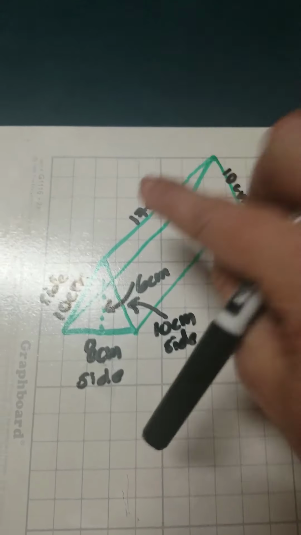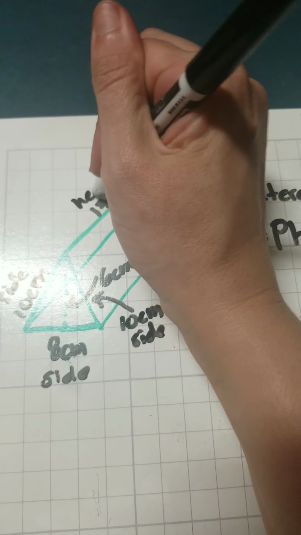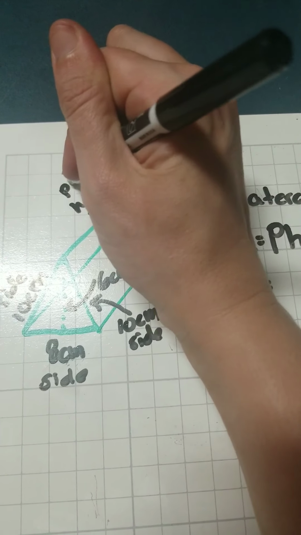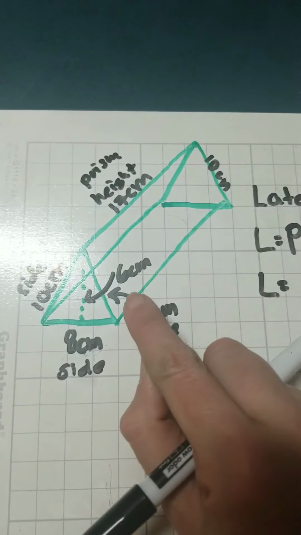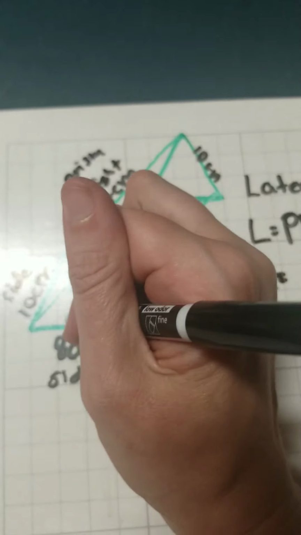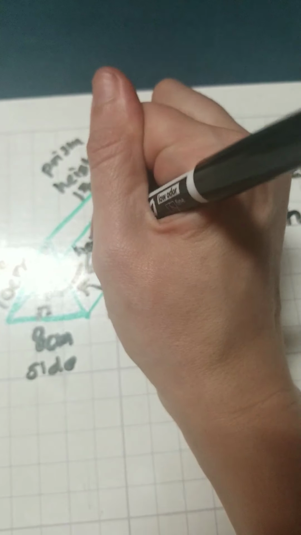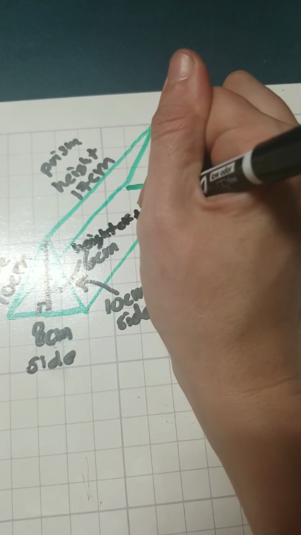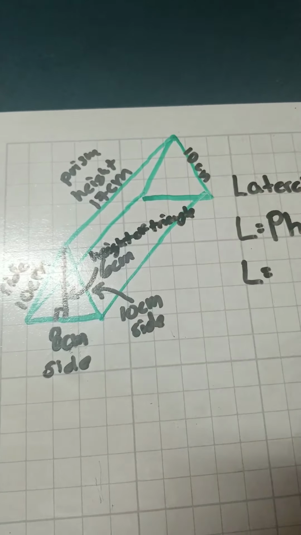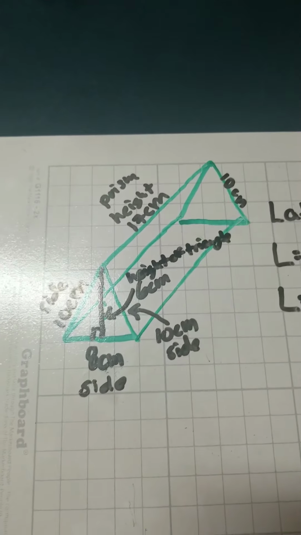Okay, and then the 17 up here is the height of the prism. And then this 6 right here is the height of the triangle. So it's going to go from the base all the way to the top of that triangle. That is 6. So that's just identifying the different parts of our prism for now.